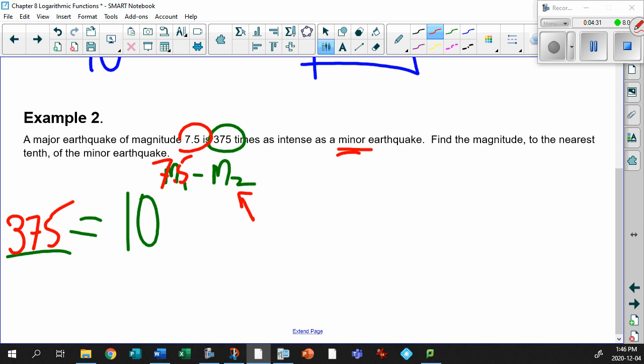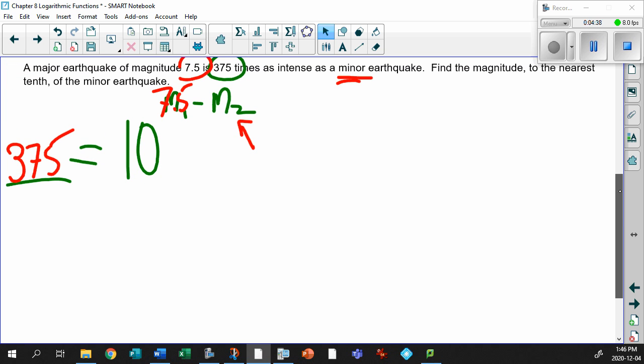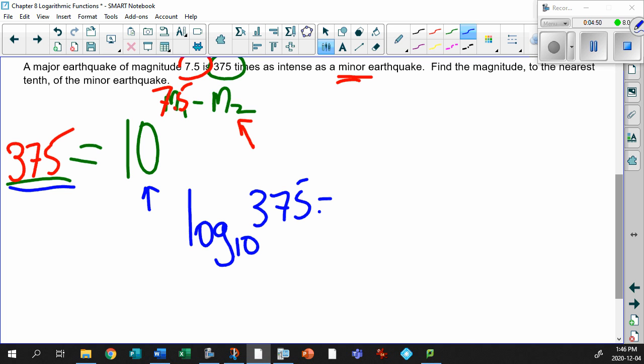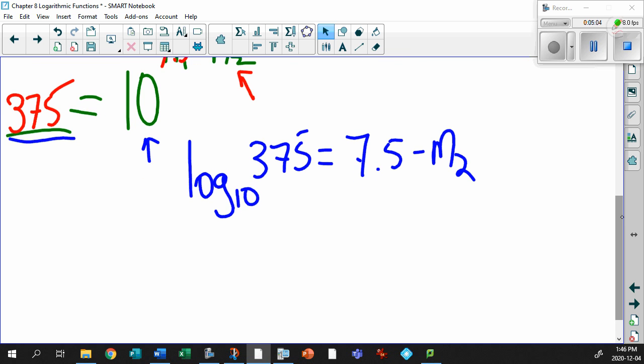How do we go about doing that? It's actually pretty easy. The way we do this is very straightforward. You're going to use logarithms. Remember how a logarithm works. This is a logarithm of base 10. So you go log base 10 of 375, and that's going to equal 7.5 minus M2. That was easy enough to do, isn't it? That's how you do it. Very straightforward. You've got to know your log laws.